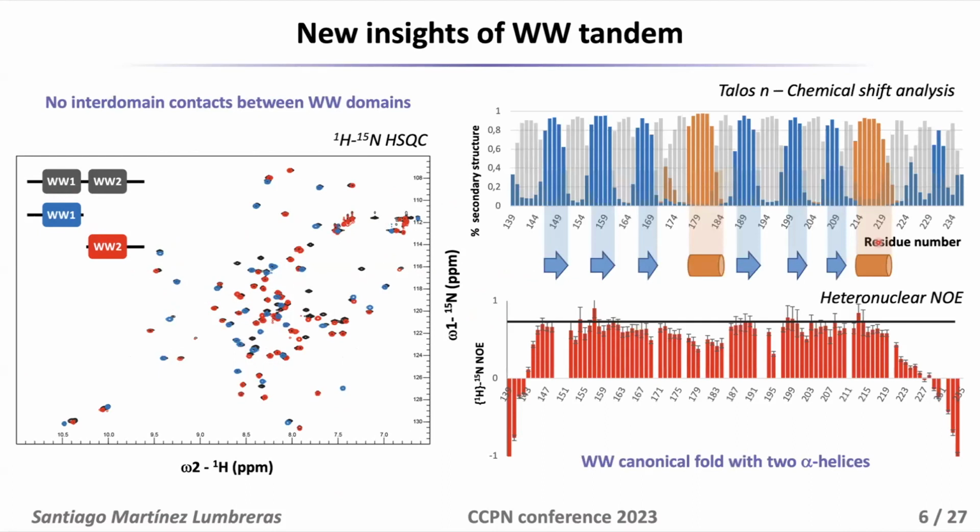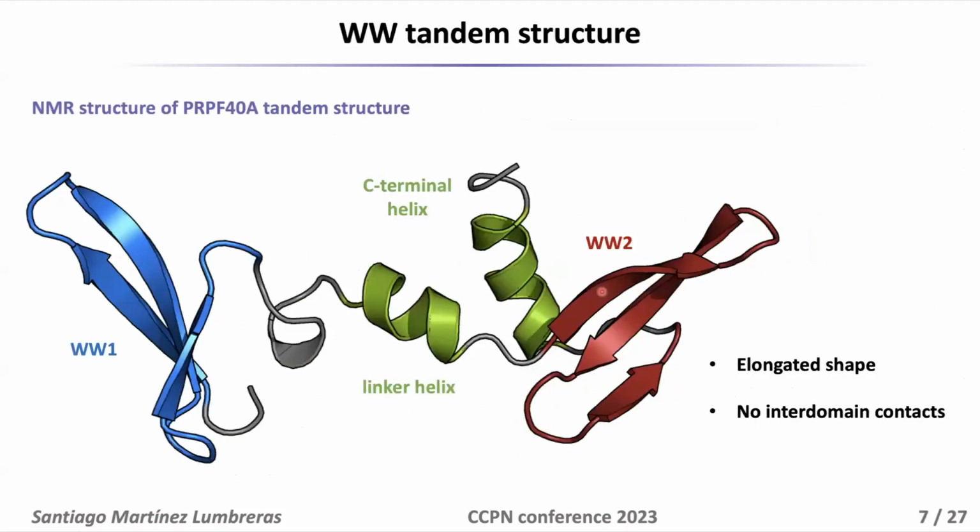When we analyze the chemical shift assignment of the tandem, we can see that apart from the canonical fold of each domain with the 3 beta strands, we have 2 secondary structural elements, 2 helices that are part of the fold. We use normal NMR techniques with acquisition of different NOEs, and we solved the structure of the tandem, which has this elongated shape with the canonical fold for the first WW domain, and the second one separated by a linker region with a turn and helix. And the C-terminal helix is interacting with the linker one.